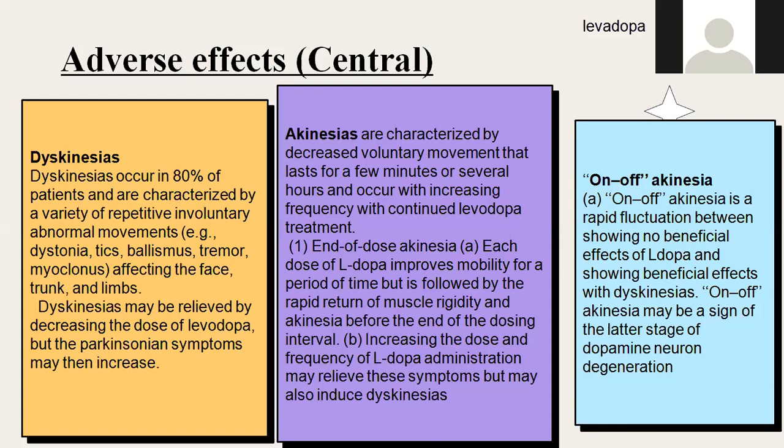Akinesia usually doesn't happen quickly. It is a long-term side effect and it is basically due to the dopamine neuron degeneration. It is a degenerative process, it is going on, we cannot stop it. We are just improving the symptoms of the patient. So whenever we think about the side effects of levodopa, because we are treating the movement disorders, what happens is either the movement will decrease as a consequence or the movement will increase.